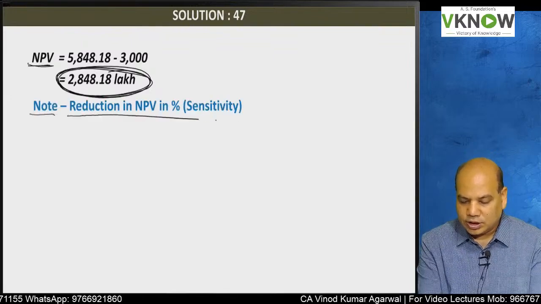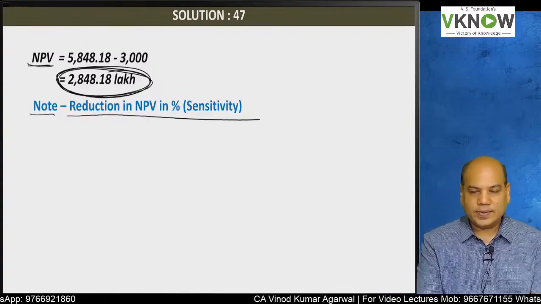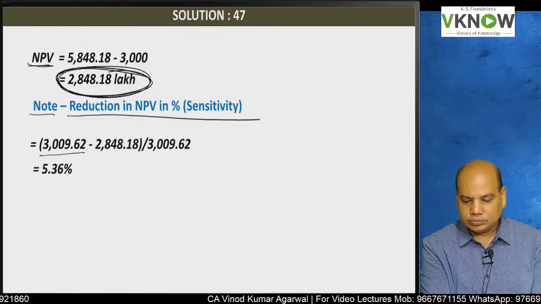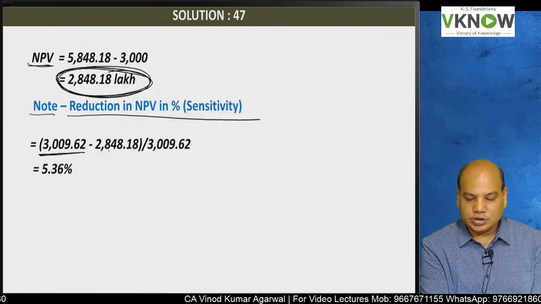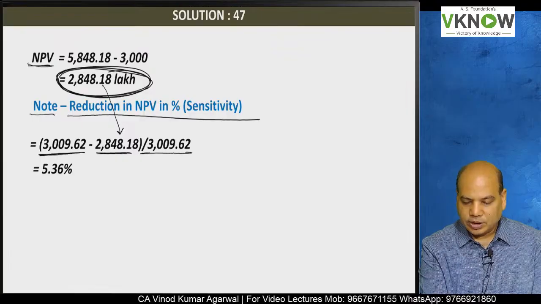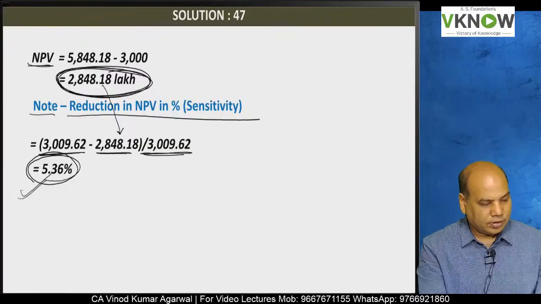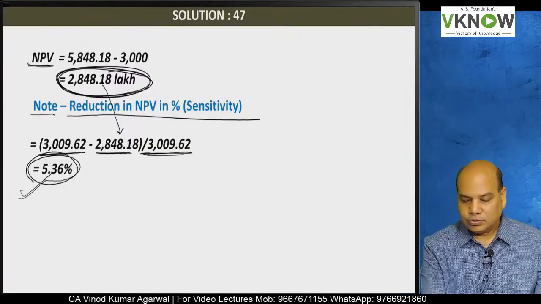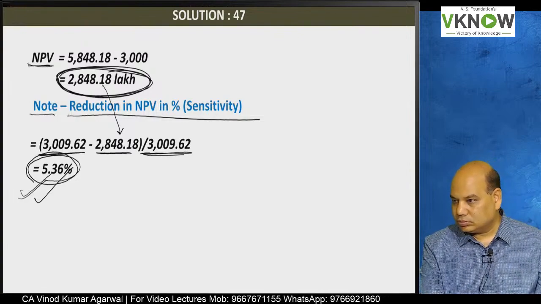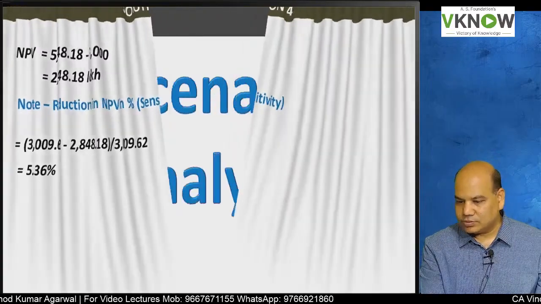Note, write down reduction in NPV in percentage. So your original NPV was 3009.62. This is your revised NPV divided by original NPV, and the answer please check and confirm. Is it 5.36%? Just confirm. Yes, Anup, is it 5.36%? Yes, very good.